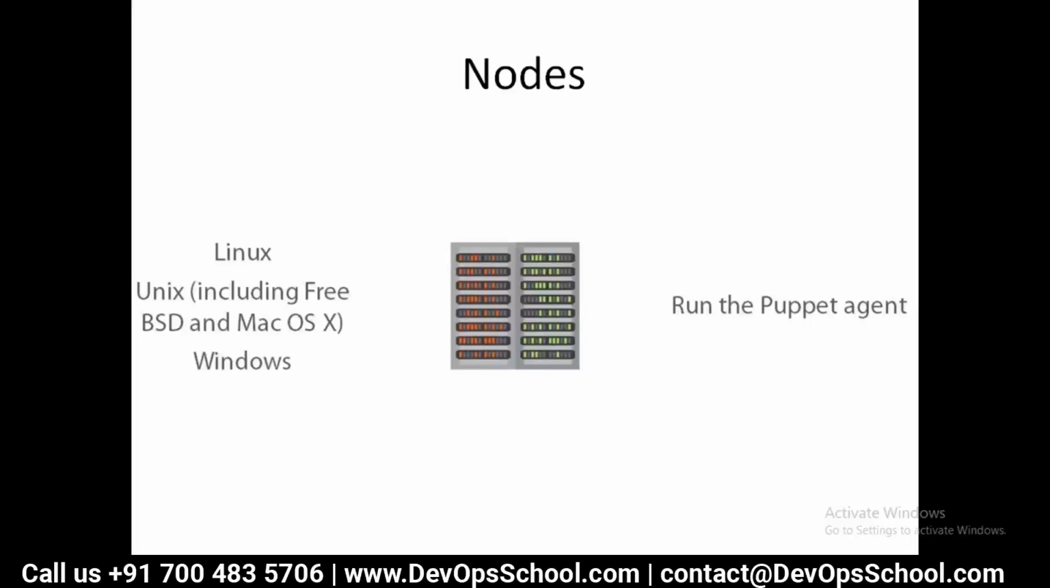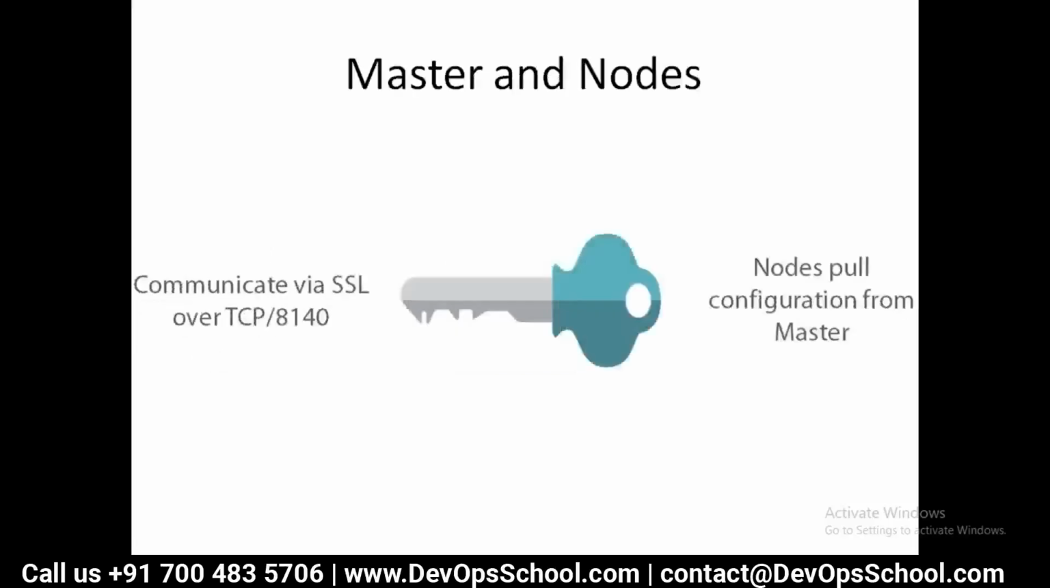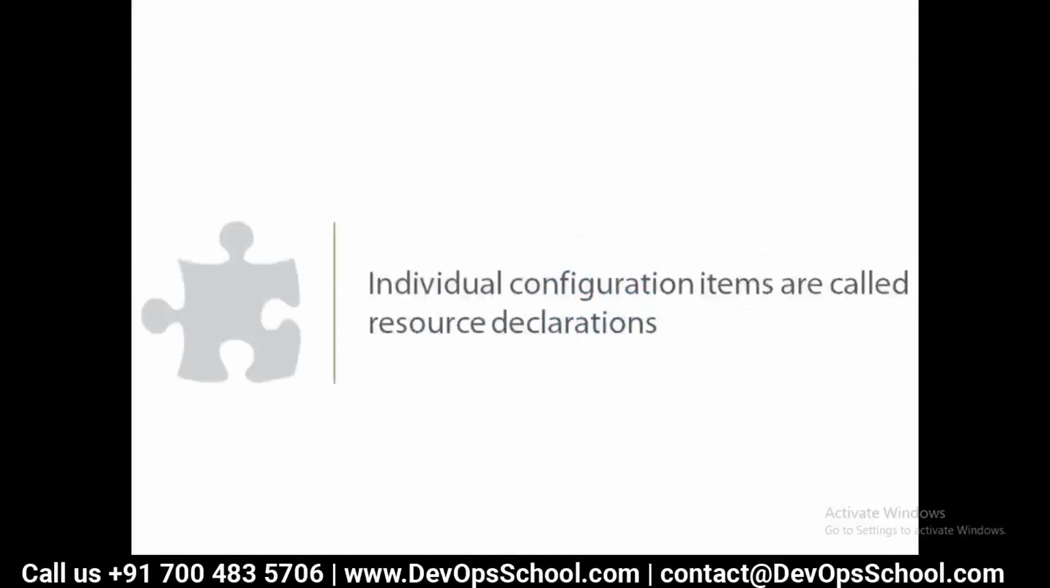So now we have a server, the Puppet master, and we have nodes. The important question is how they communicate with each other. Communication happens over SSL on TCP/IP port number 8140. So master and nodes communicate with each other using TCP 8140.